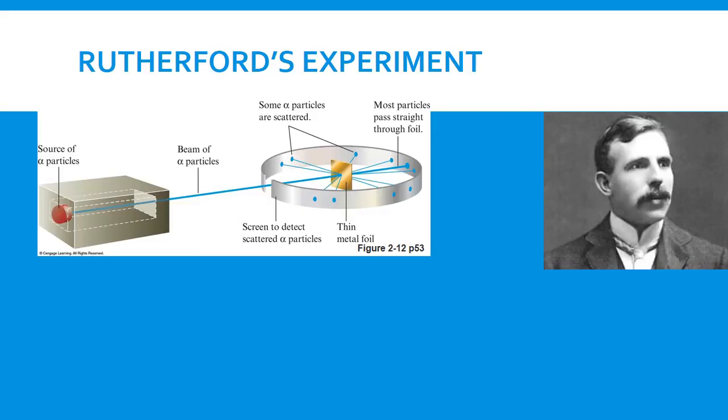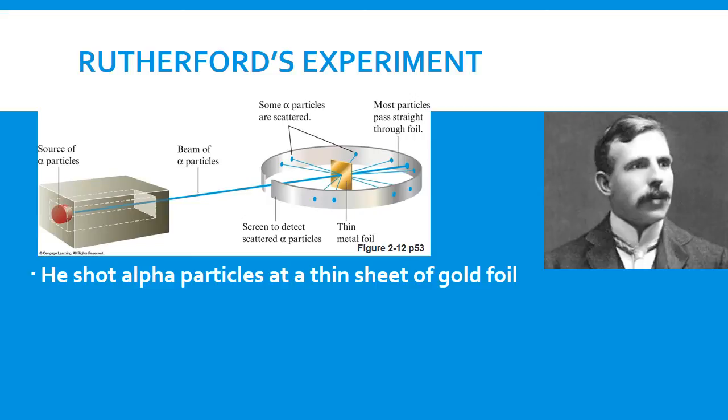Ernest Rutherford designed an experiment to test the Plum Pudding model of the atomic structure. What he did is that he directed a narrow beam of alpha particles at a thin sheet of gold foil. Now, alpha particles are positively charged helium atoms. He expected the alpha particles to pass easily through the foil with little or no deflection because of that positive charge being spread out in the gold atoms.